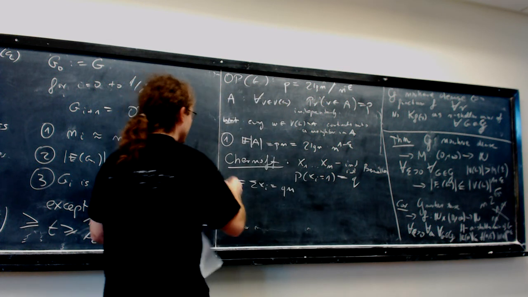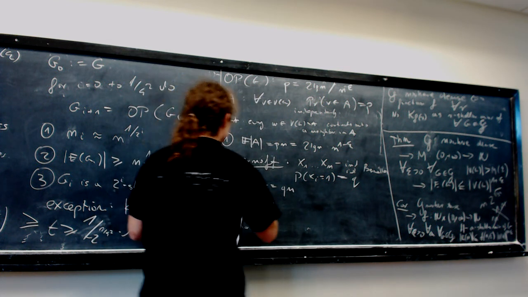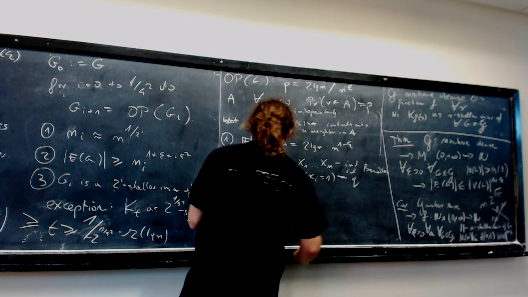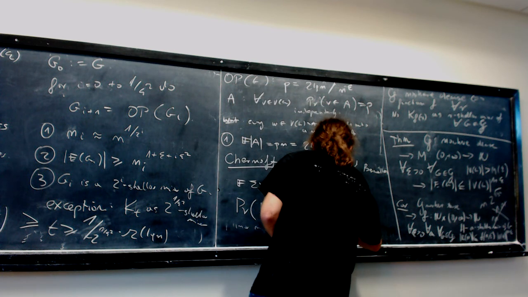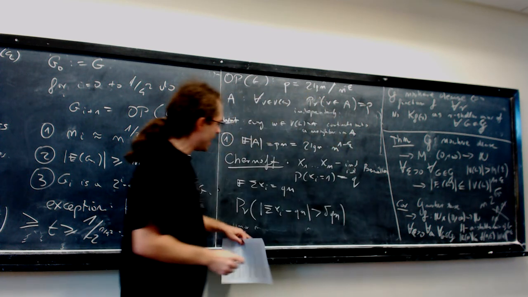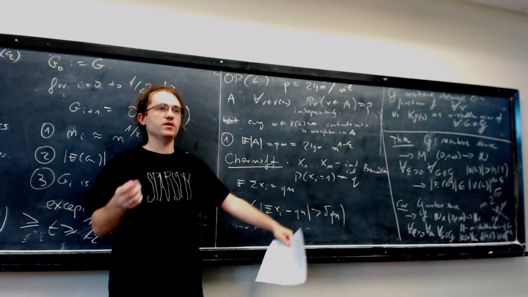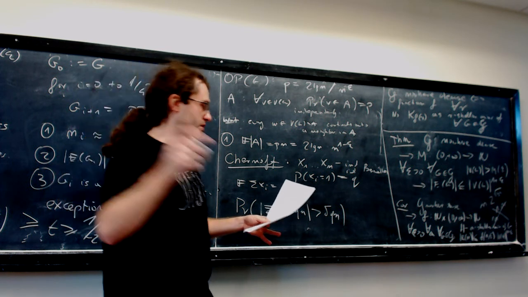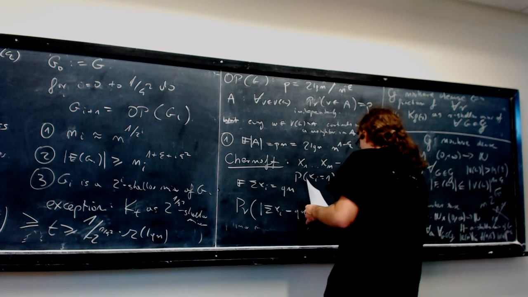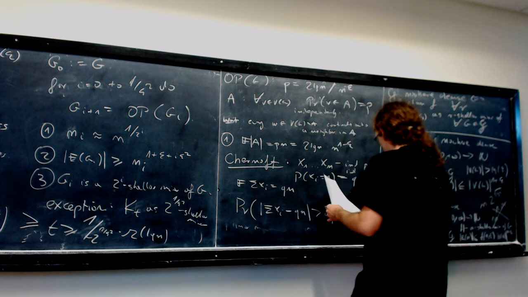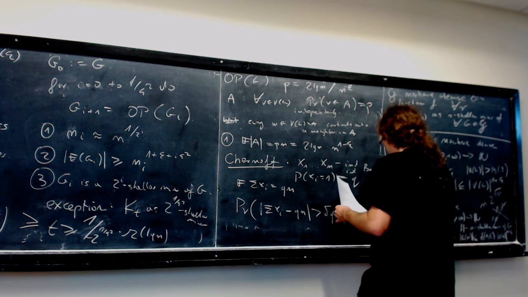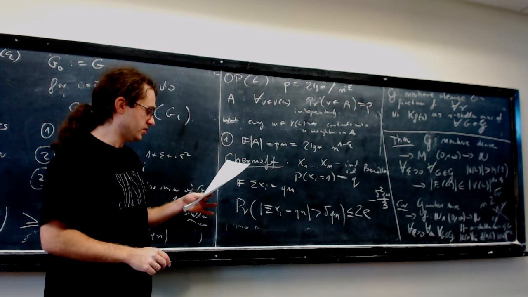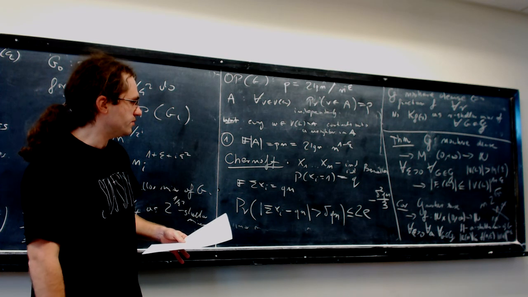But what is the probability that the sum will differ a lot? The probability that the sum differs from the expectation by more than a delta fraction of the expectation is at most 2 times e to the minus delta squared qn over 3. That's the Chernoff bound I copied from somewhere.